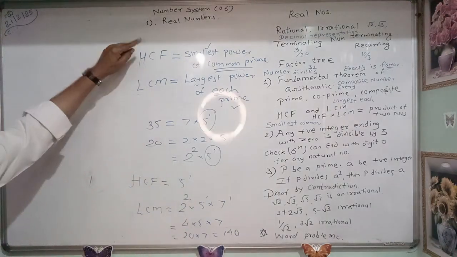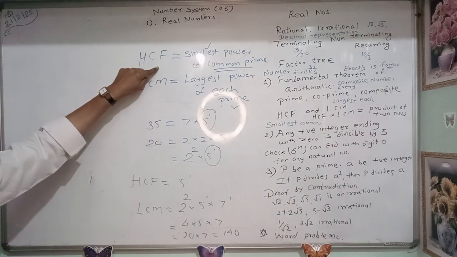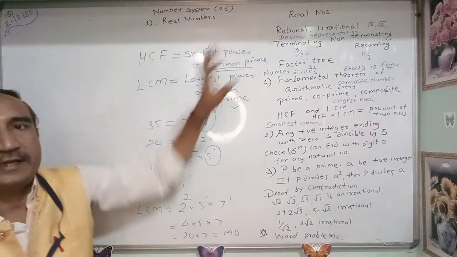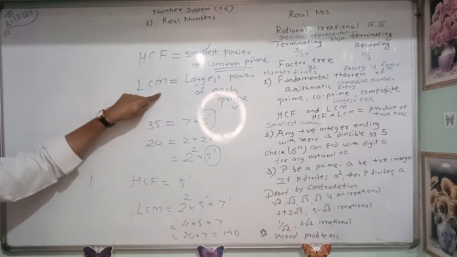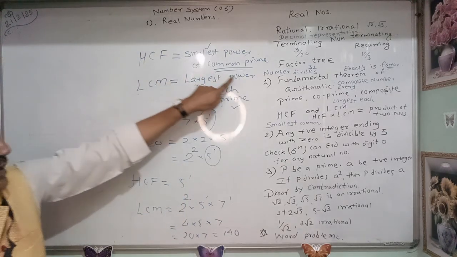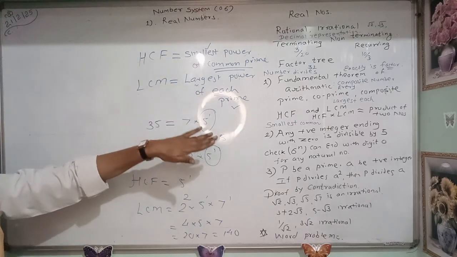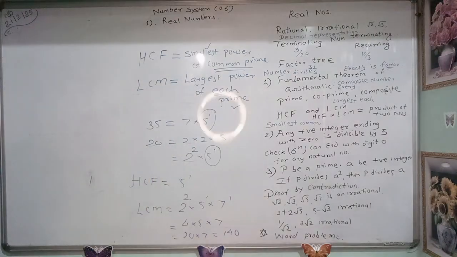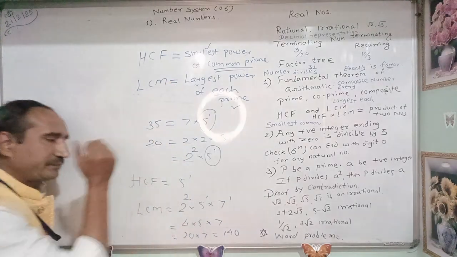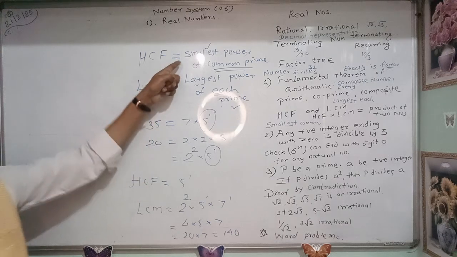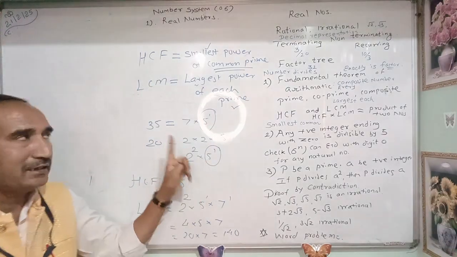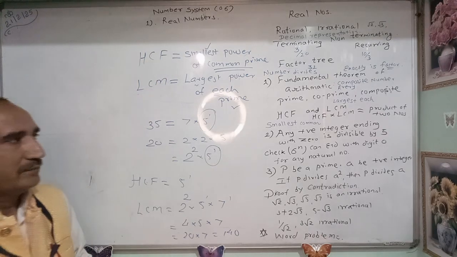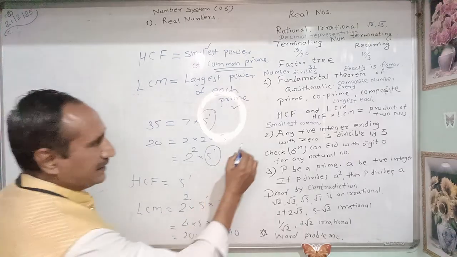Again, we'll revise. What is HCF? HCF is the smallest power of common primes. What is LCM? LCM is the largest power of each prime. For LCM, all the numbers we have to take as prime factors and their largest power, while in HCF, we have to take the common ones and the lowest or smallest power. That's all. Now, let's move to the next theorem.